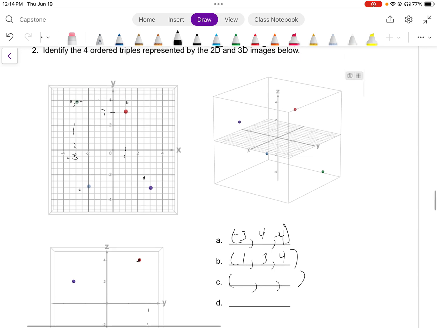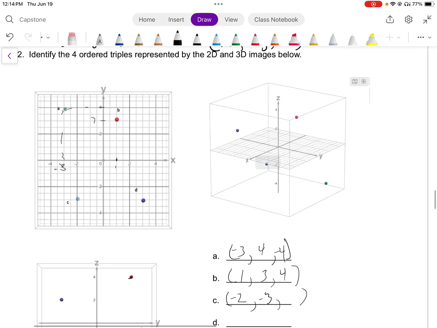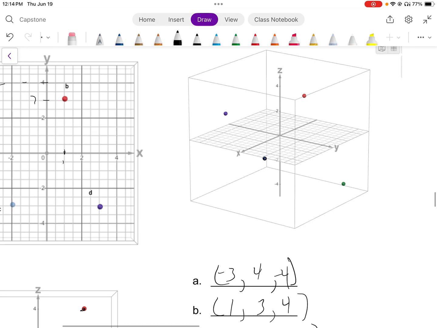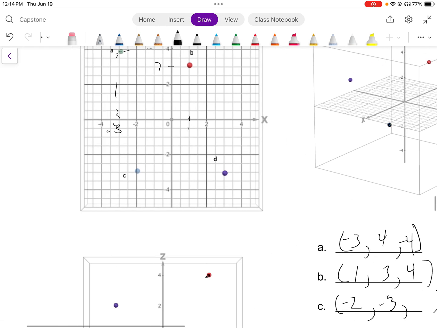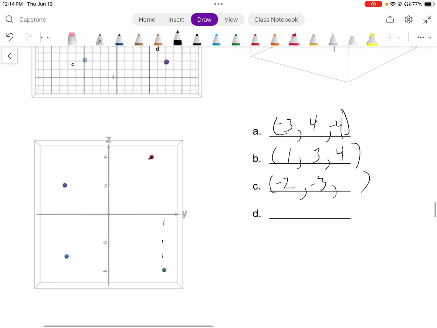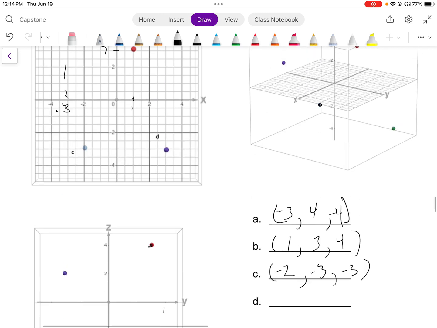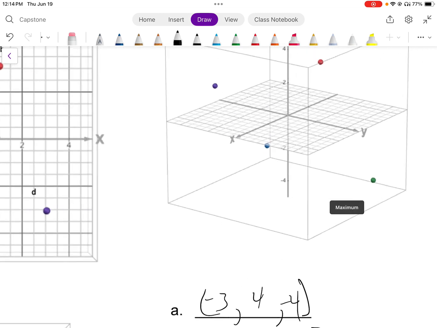Let's go with C. We have -2 and we have -3. So -2, -3, excuse me. And looking at this, you can see that it is below the xy plane, and that's going to give us a value of also -3. And D, let's find D.